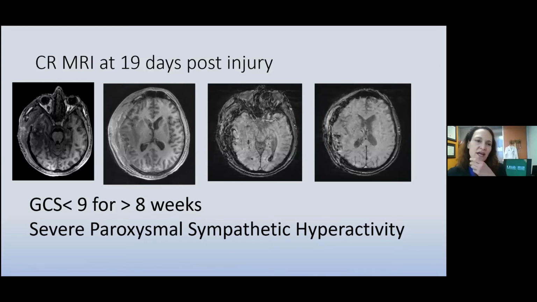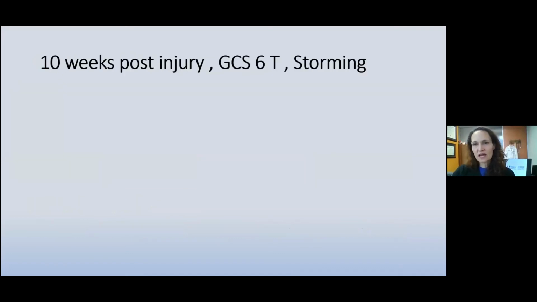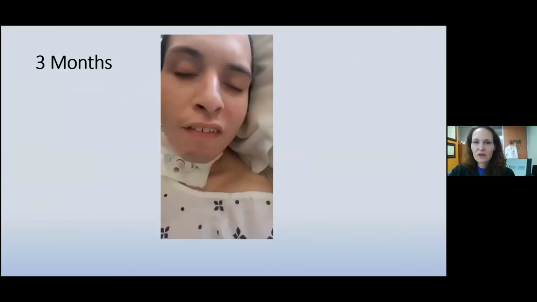But if you look at the scan, he's 20 years old. His brainstem didn't look terrible. He does have some scattered hemorrhagic changes on the MRI. So you say, okay, he's storming. He's a 6T at 10 weeks. How is this guy going to do? His mom is asking, is he going to recover? Is he going to wake up? How's he going to be?